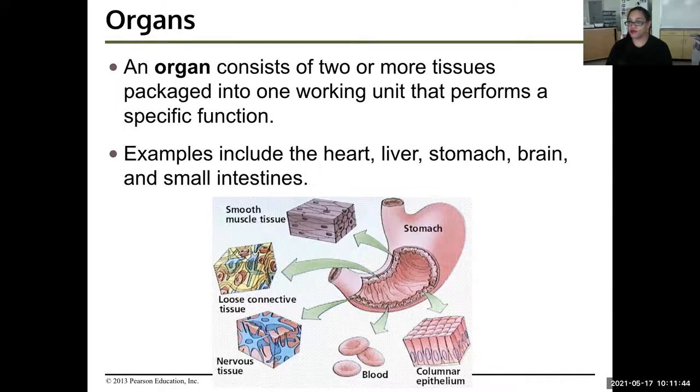There's smooth muscle tissue, like I said, to digest your food by itself. There's loose connective tissue, there's nervous tissue, there's blood cells, there's epithelial cells. So just in the stomach alone, those are 5 different tissues that work together to make up the stomach. And they each have a different function within that organ to help it function properly.